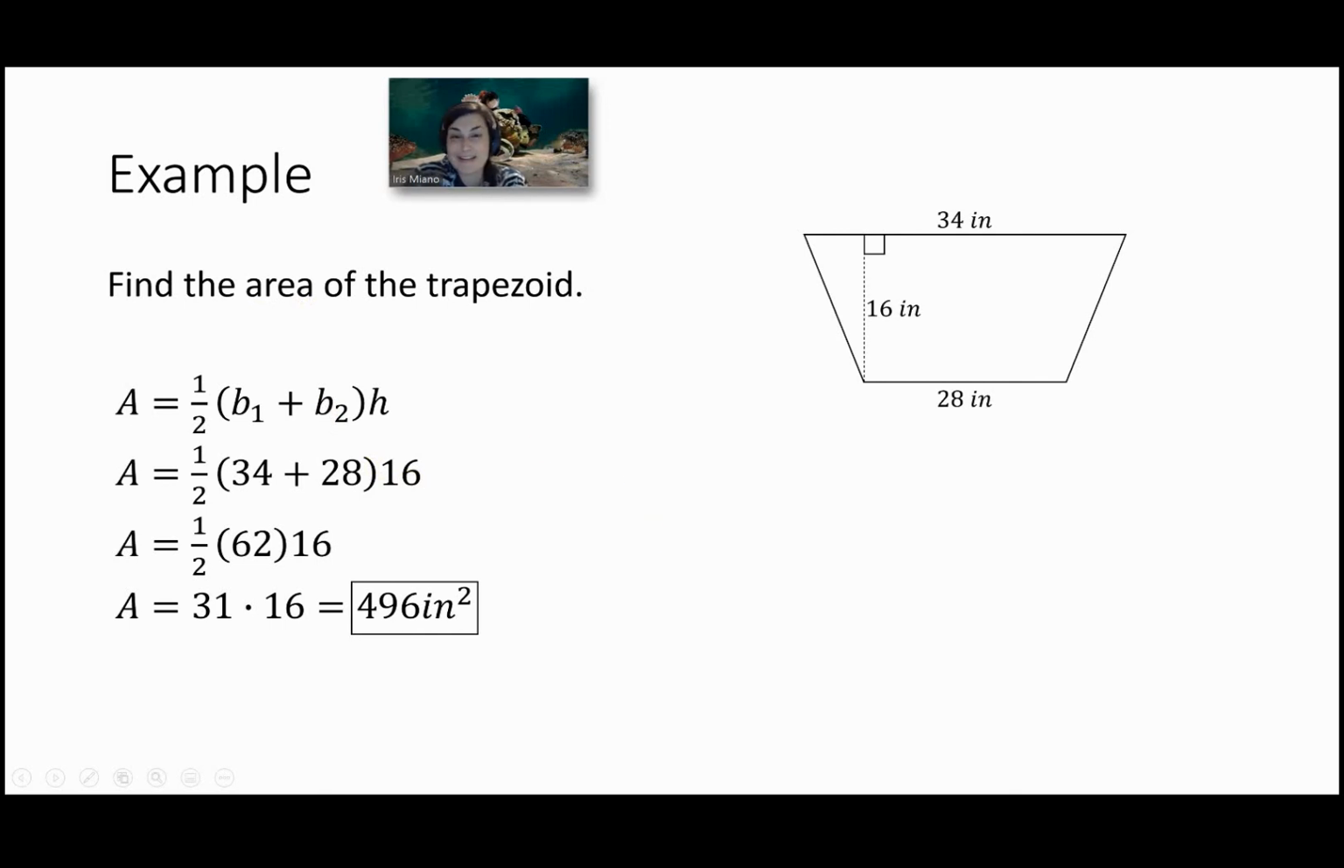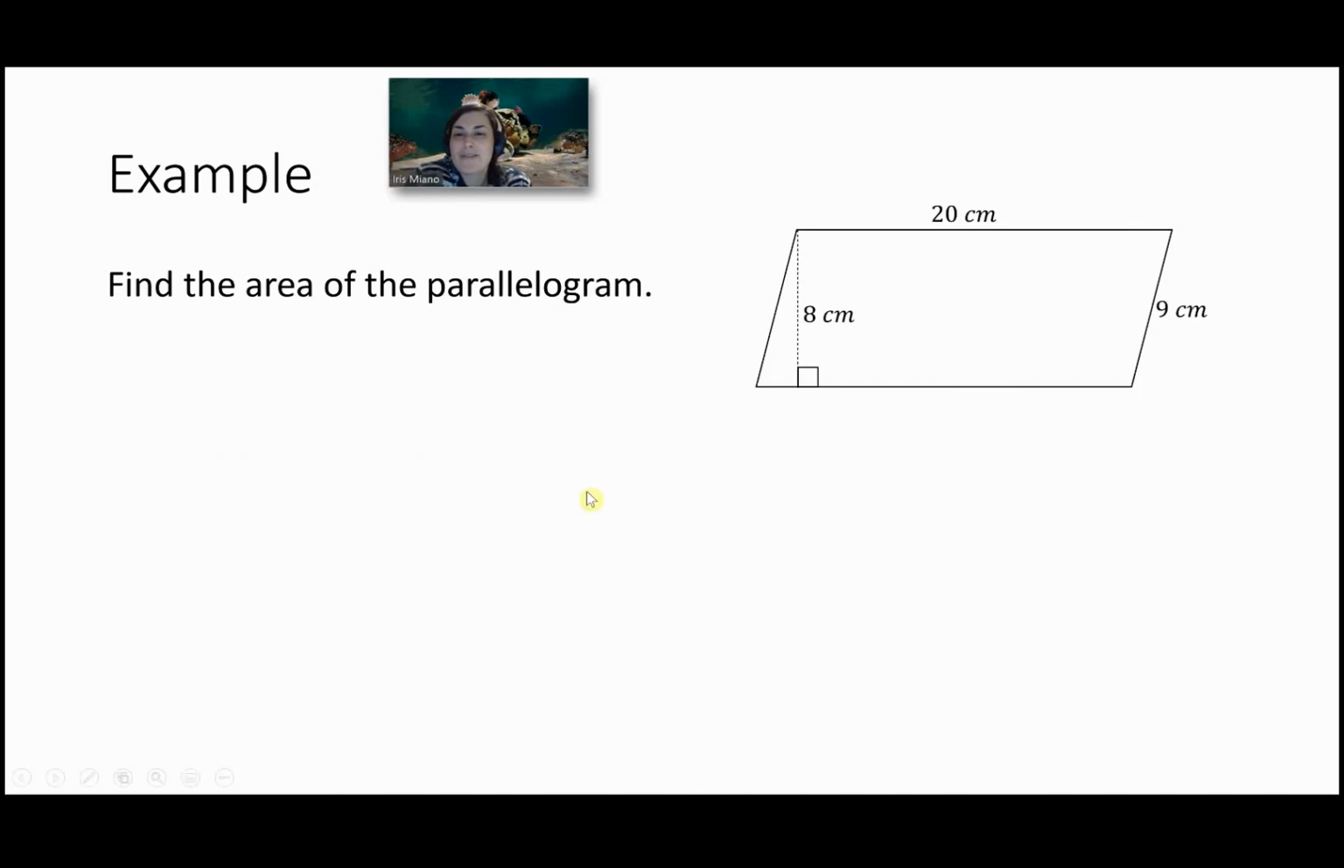All right, moving on to the next. All right, let's find the area of this parallelogram. Remember, the area of a parallelogram is base times height. And the height is this altitude right here. The base is this 20 centimeter long edge.